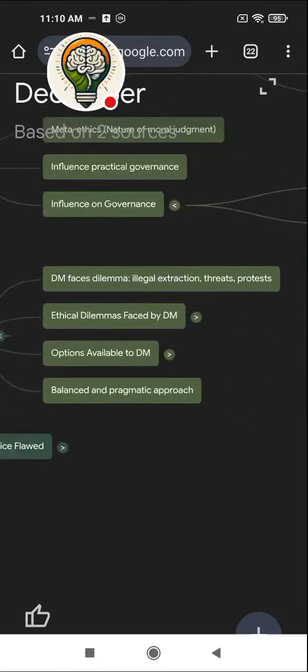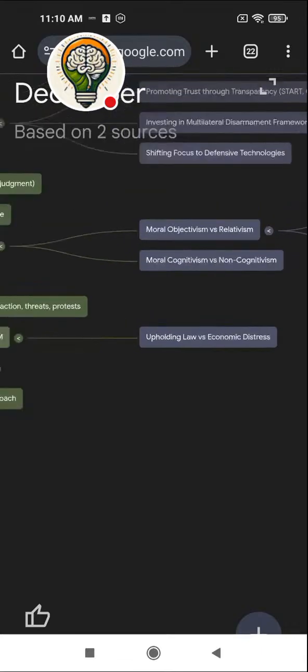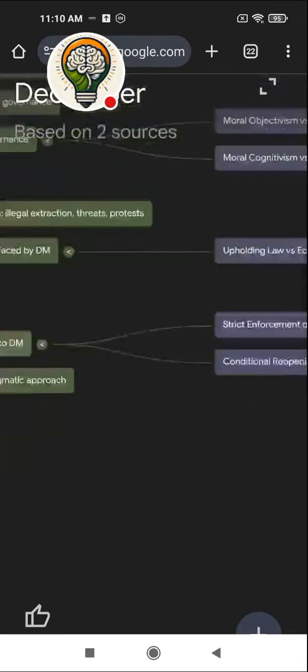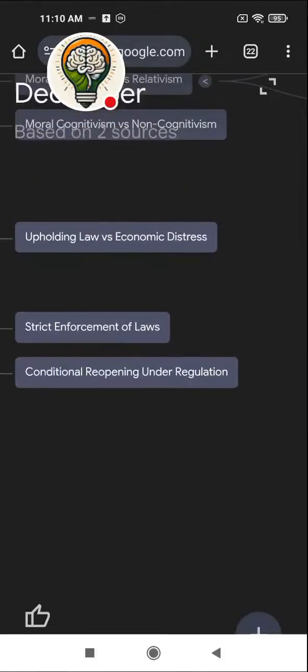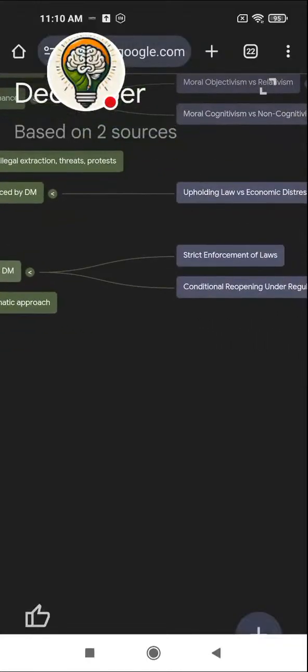So DM faces dilemma: illegal extraction, threat, and protest. So ethical dilemma faced by DM. So uphold law versus economic distress. So option available to DM. So strict enforcement of law and conditional reopening under regulation. So the balanced and pragmatic approach is the conditional reopening under regulations.